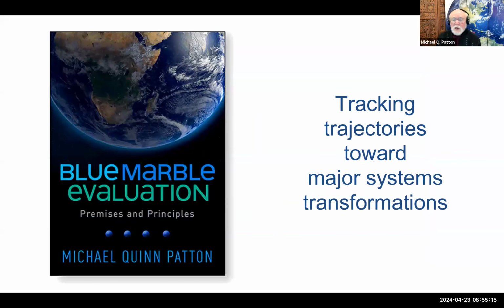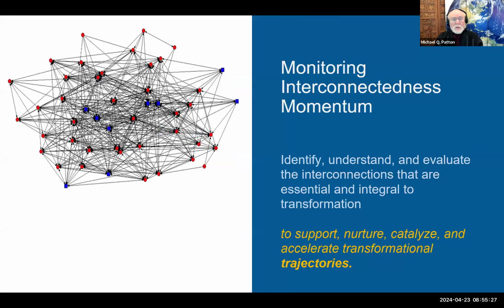And in tracking those trajectories, one of the things we want to give you a vision of is that global systems change comes from our connecting together across our different domains of interaction. And this masterclass is a wonderful example of that. Monitoring interconnectedness, how the people who are engaged here begin to form relationships to support each other, to nurture, catalyze, and accelerate transformational trajectories.